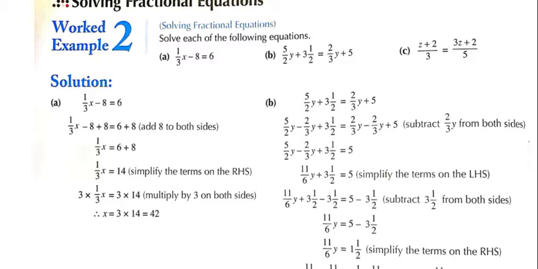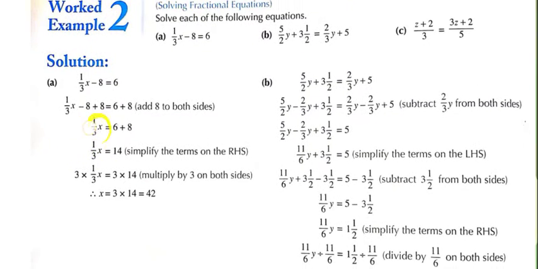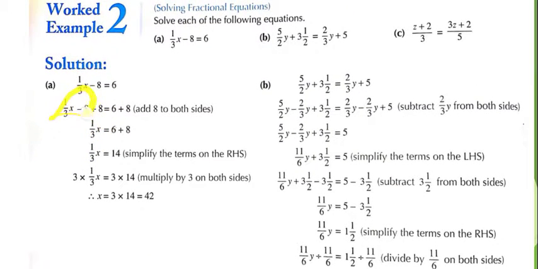The reason we add 8 to both sides is because we don't want this negative 8. We want to get rid of this negative 8. That's why we do the opposite. We plus 8, right? So negative 8 and plus 8 can be eliminated, so we can have only the 1 over 3x here.